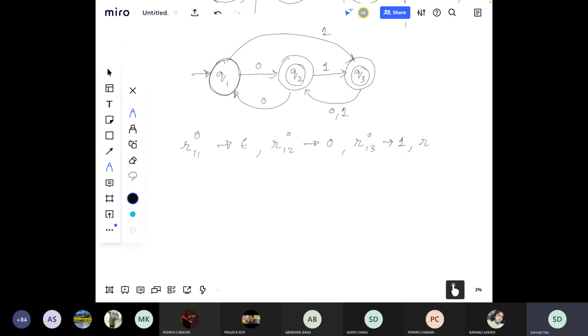Now let me calculate R21, R22, and R23, right? Tell me, what is R210? 0, sir. What is R220? Epsilon, sir. Very good. What is R230? 1, sir. Yes. Now, what is R310?